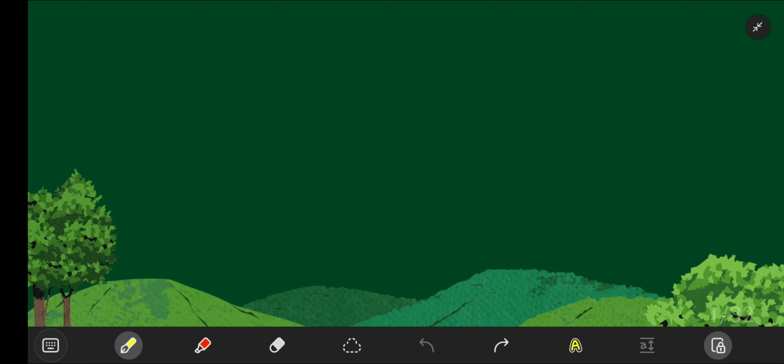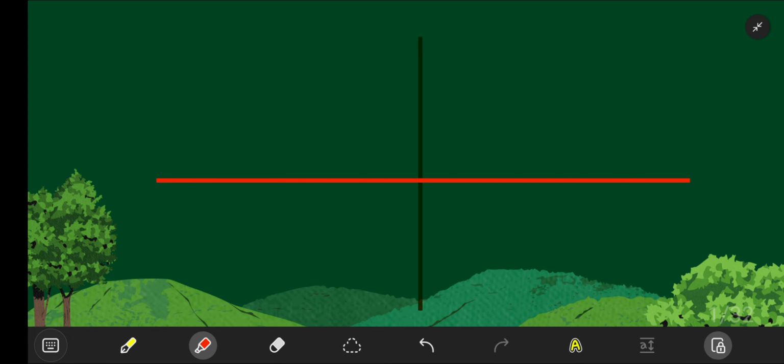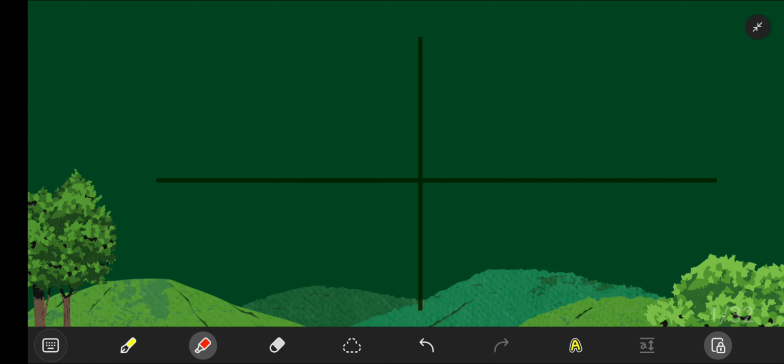In previous class, we have learnt trigonometric ratios. Now, we have to remember the signs of trigonometric functions in 4 quadrants.